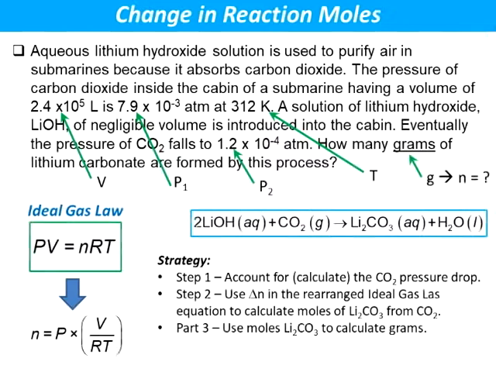Step 2. Use the change in moles in a rearranged ideal gas law equation to calculate the moles of lithium carbonate from carbon dioxide, and we'll show you exactly what that means. In other words, when there's a change in moles, we must account for it. And in this particular problem, we have a change in moles and a change in pressure, and in the ideal gas law equation, we must account for them. Step 3 will be to use the moles of lithium carbonate to carry out a standard calculation to find the grams from moles.